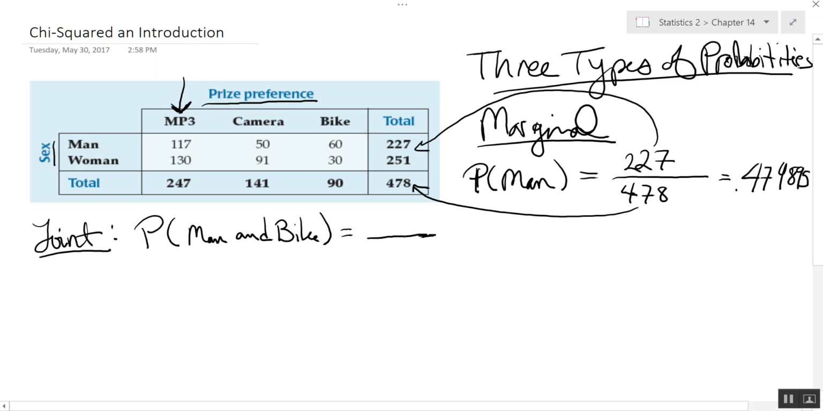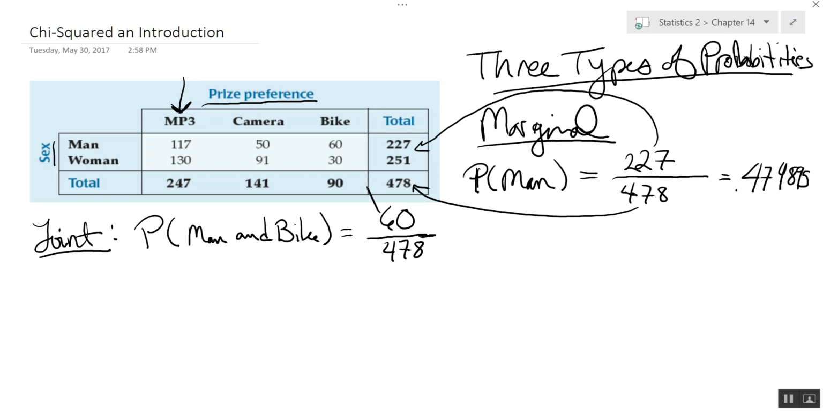Anyway, so man and bike. Hey, how many people wanted a bike? Well, 60 out of the 478. And that's exactly what a joint does. It combines two variables and it's an "and." So notice 60 comes from within the table.